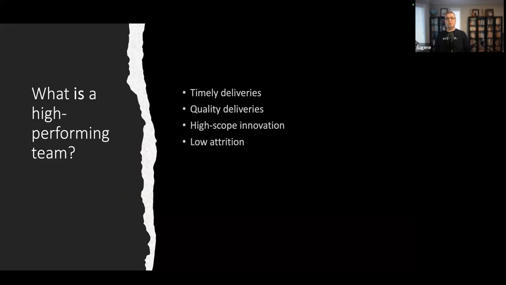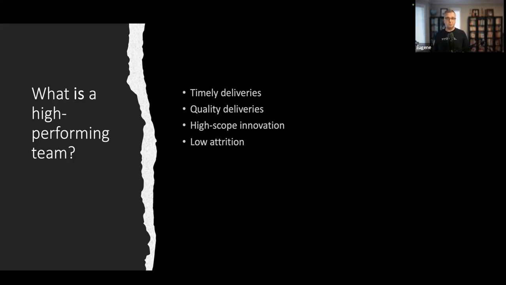The first obvious question is, what is a high performance team? What makes for a high performance team? I've put some thoughts on here. I would posit that the first thing is going to be timely deliveries. I'm talking about this more from the perspective of a senior leader of a company looking at different teams: how do you determine whether this particular team is high performance and that one is not? So, timely deliveries. This is a team that delivers what they need to deliver on time.